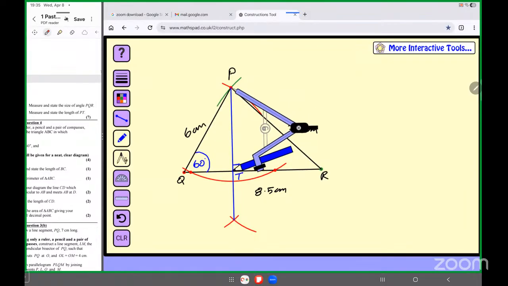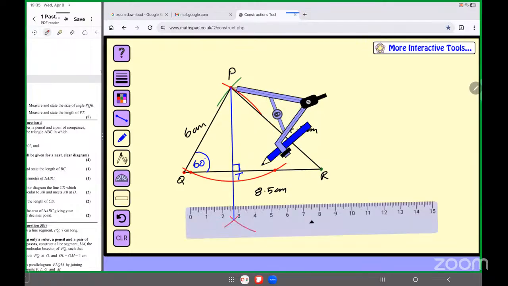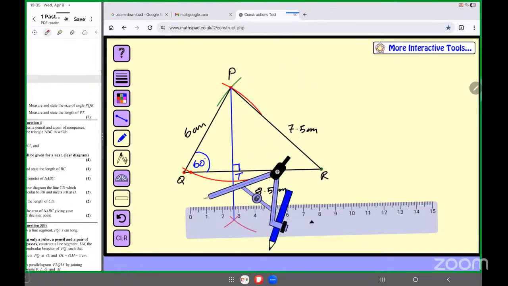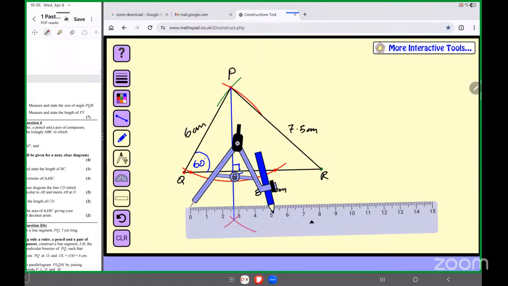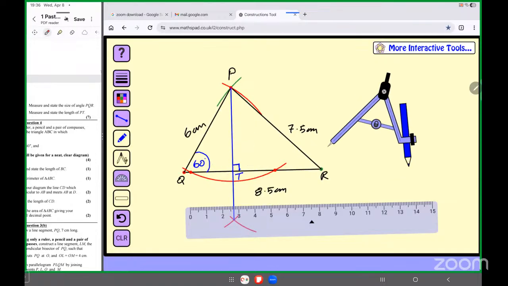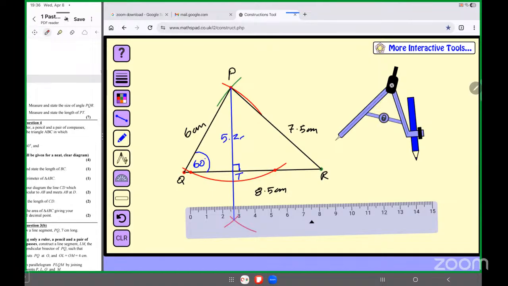You can measure it like that. Lock it. Then you bring the ruler and measure it on the ruler. You can do it that way as well. 0 to what? That looks like 5.2 centimeters, about 5.2. I can just put the ruler on it and measure it though. That's 5.2 centimeters. That's what PT is.